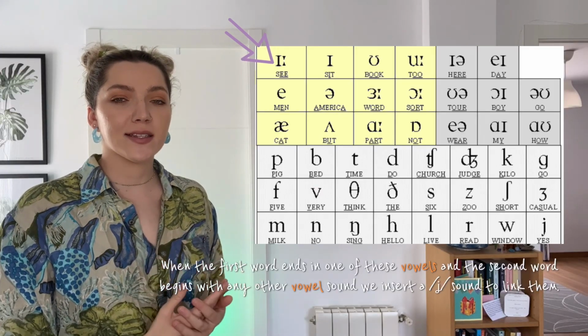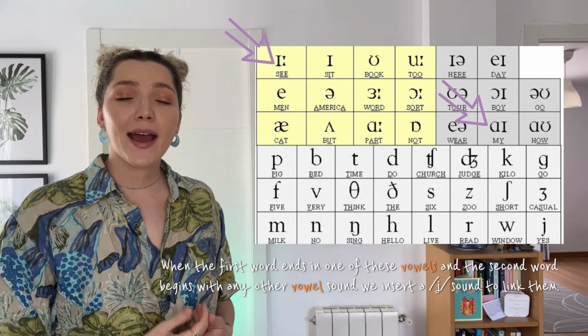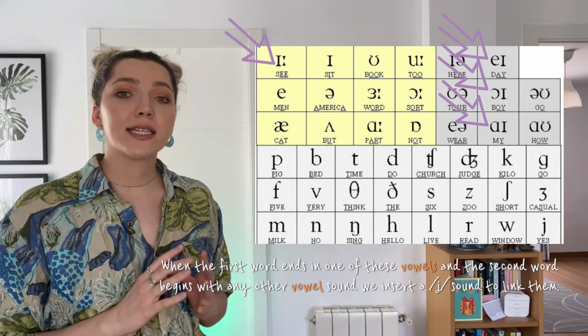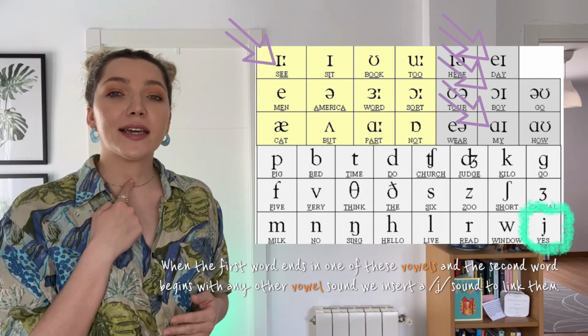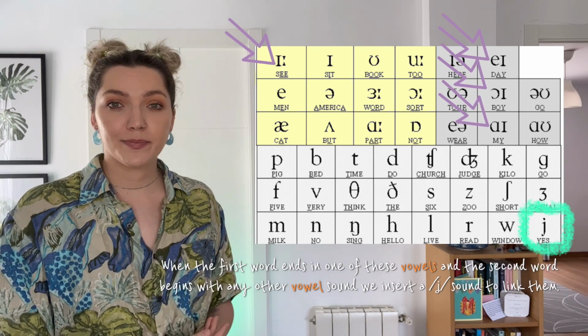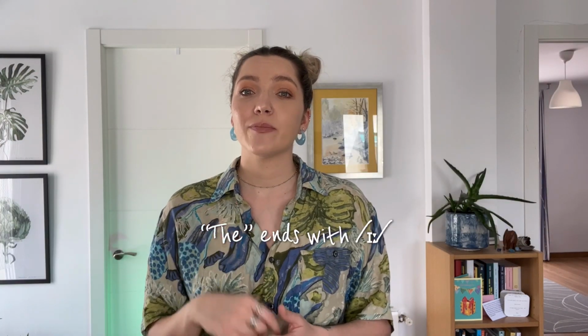And finally, we have linking vowel to vowel sounds. When the first word ends in one of these vowels, I, a, or oi, and the second word begins with any vowel sound, we insert a y sound to link them. The ends with e. Apple starts with a, so the apple gets a y sound inserted into the middle. The apple becomes the apple, the apple. Hear that y sound in the middle?